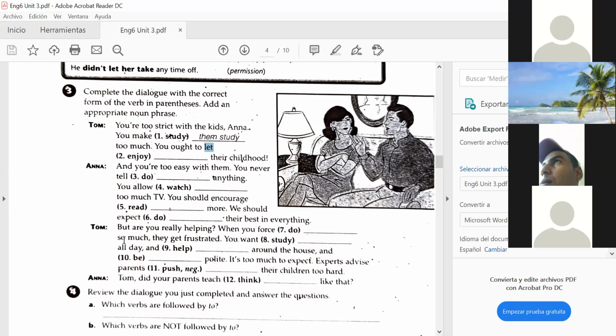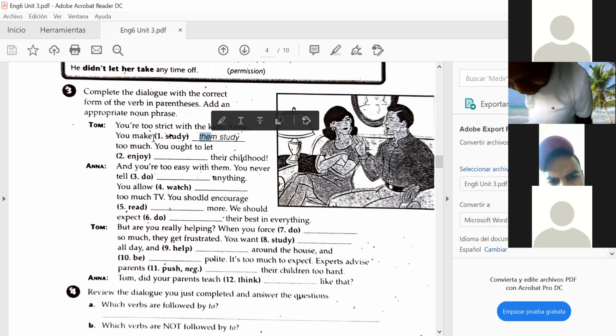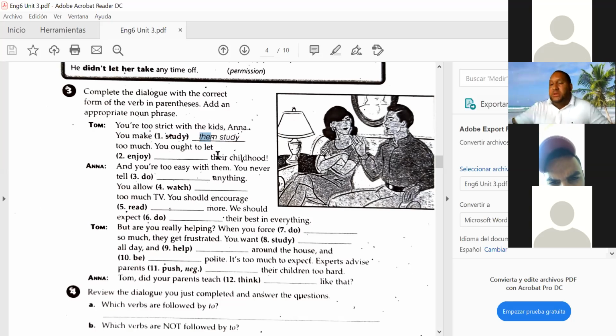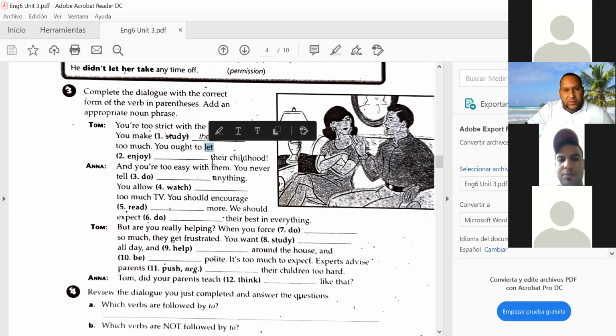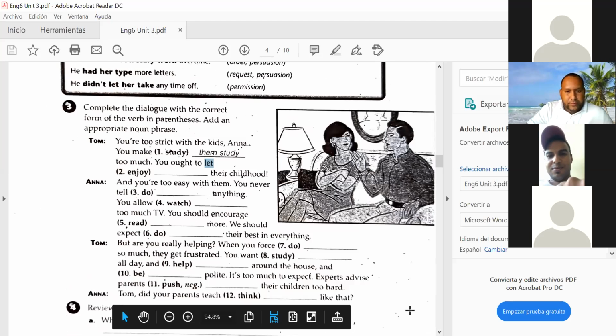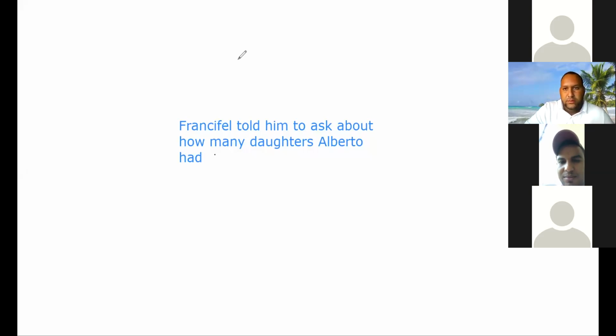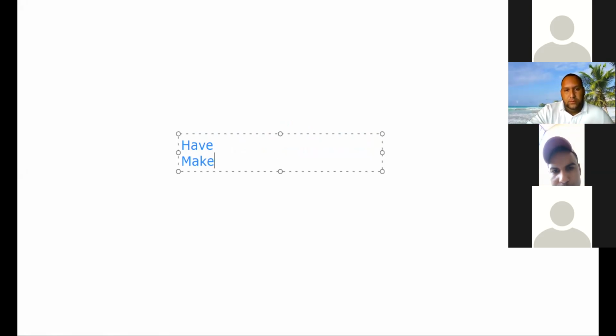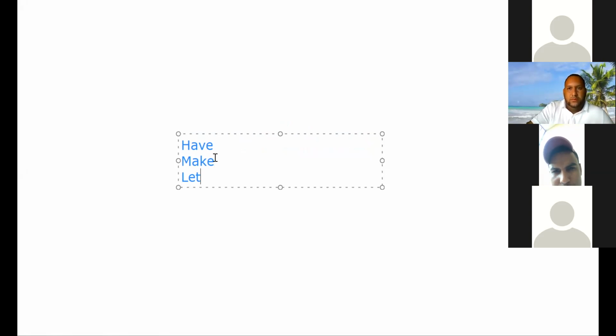Now, what I'm trying to say is that there are some verbs that when you use them before the complementary, you don't need to add the particle to after the complementary. And those verbs are make, let, and have, right? Let me show you that here. Hold on. I don't want to get you guys confused. Okay, hold on. Where is the eraser? What I'm trying to tell you is the following. Whenever you find the verbs have, make, or let, you don't use the particle to with those three.